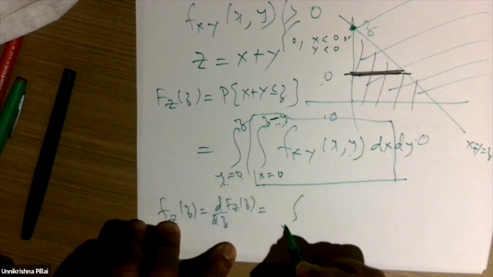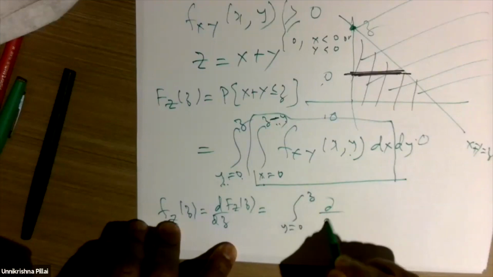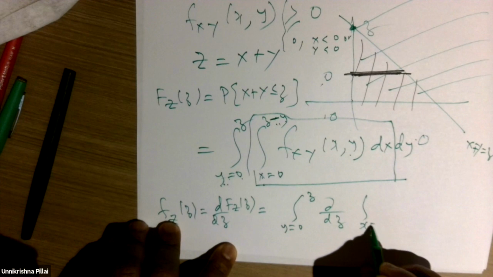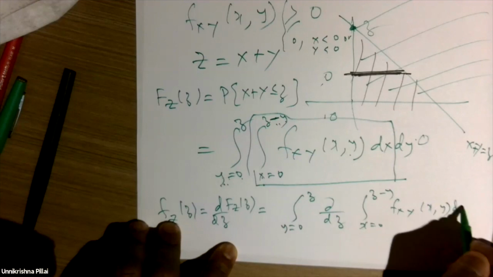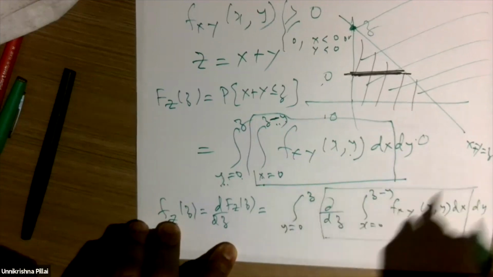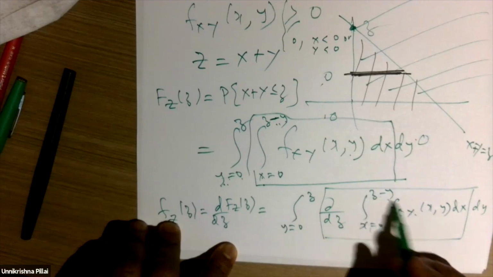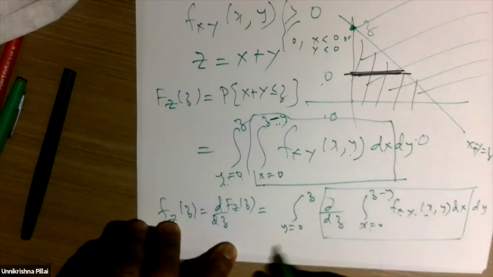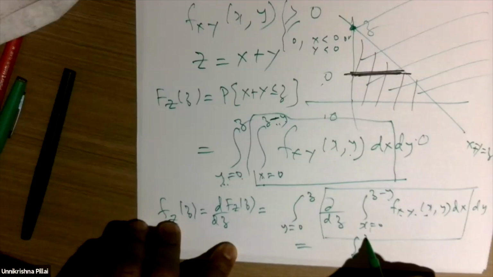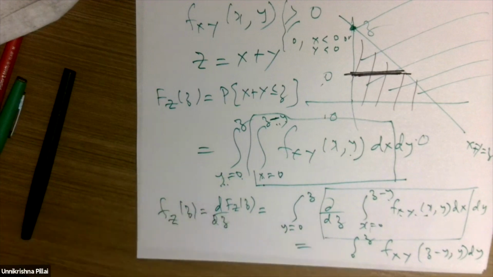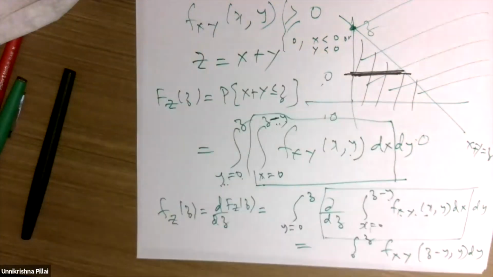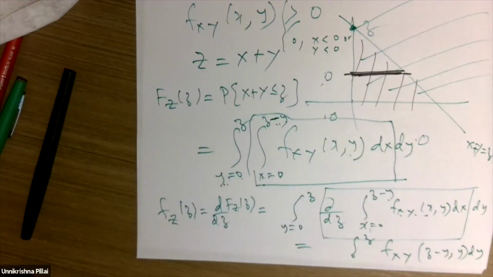So only the third one, which is y from zero to z, then I should take the derivative with respect to z of the integral, x from zero to z minus y, fXY(x, y) dx dy. This we did before. This will turn out to be fXY(z minus y, y), because of the derivative of the top limit. So anyway, the answer will turn out to be the integral from zero to z of fXY(z minus y, y) dy. So you cannot do one problem and just run away. If I change something, you just have to solve each problem separately.